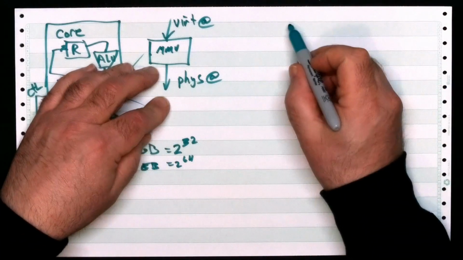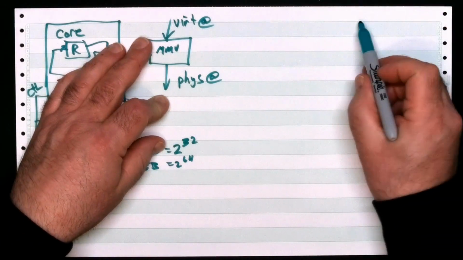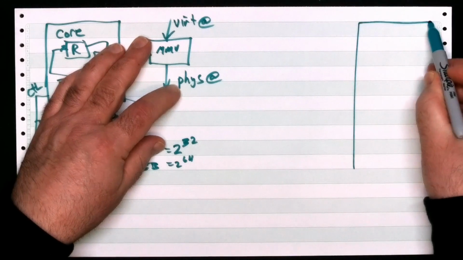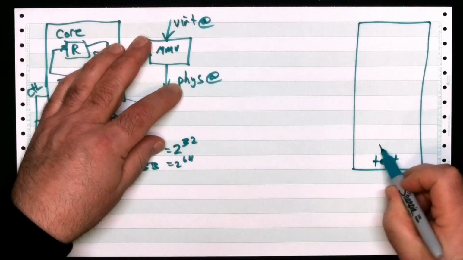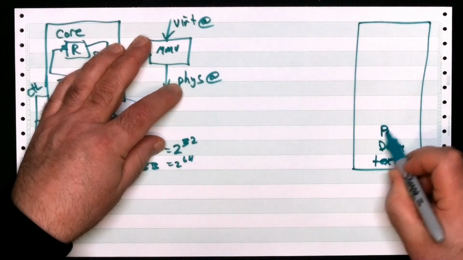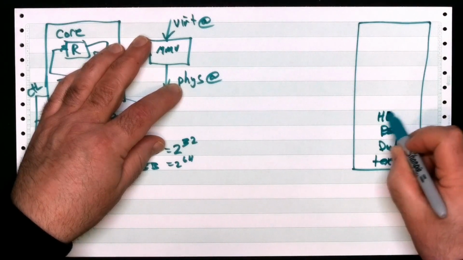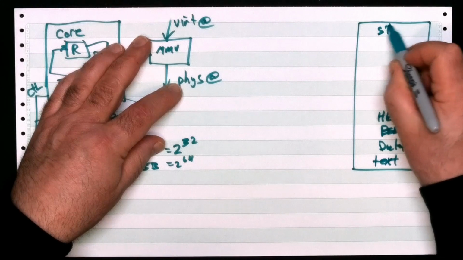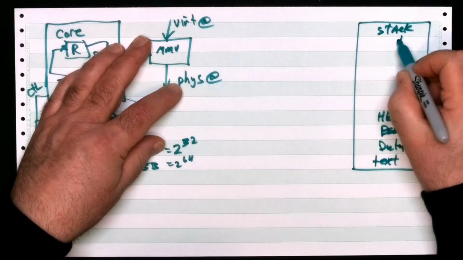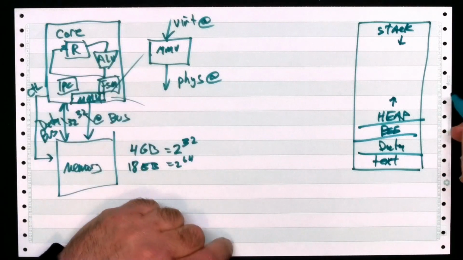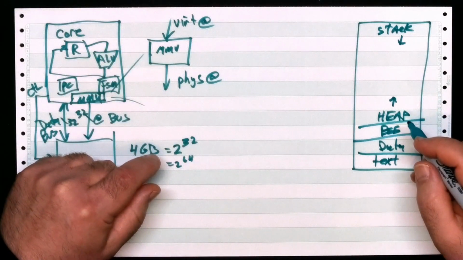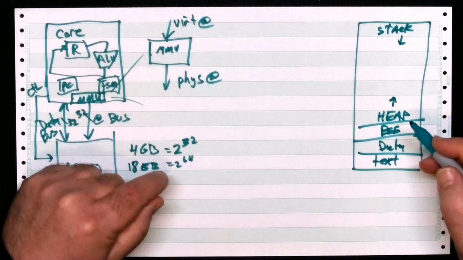So, quick review of what our memory map looks like when our processes are running, right? You got your text, data, BSS, your heap, and your stack. All right. 2 reasons that we need virtual memory.